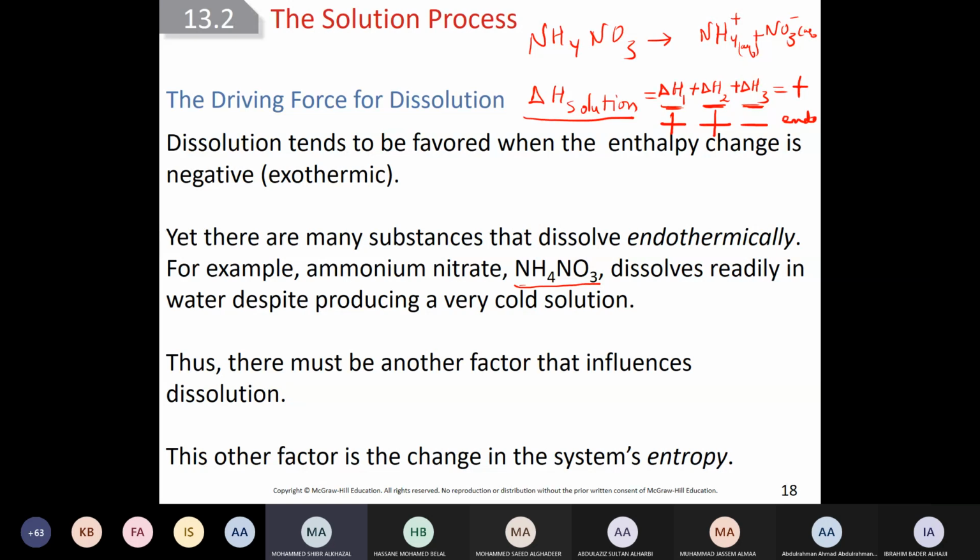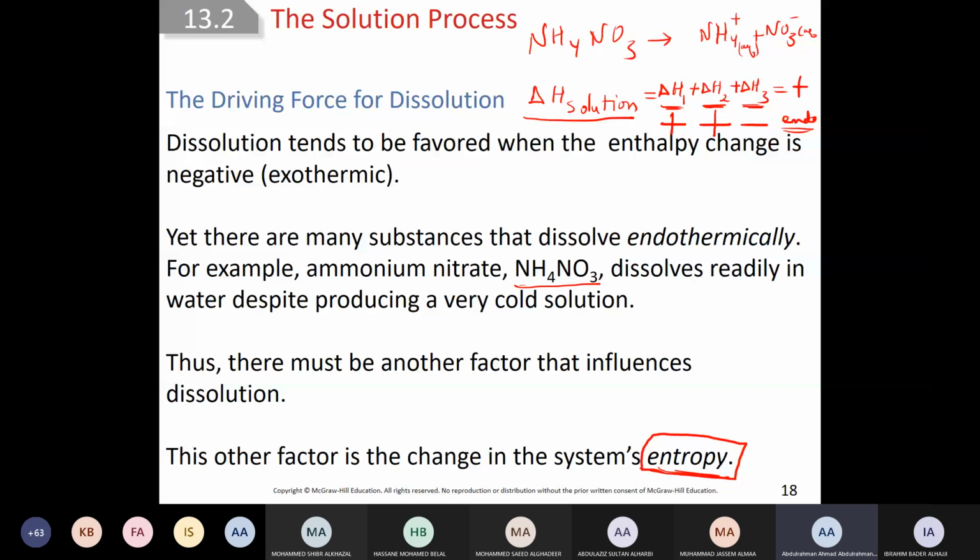Is greater than 0. This means it is endothermic. Yes, endothermic. If it's endothermic, maybe it will dissolve, maybe it will not dissolve. From the heat point of view, it should not dissolve, right? But there is a reason. There is another reason which is called entropy. I want you to memorize this word, entropy.